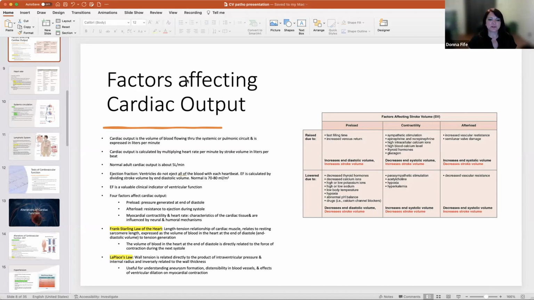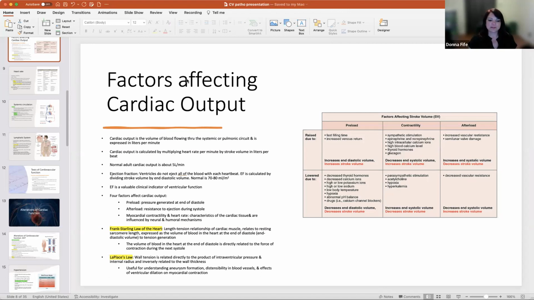The Frank-Starling law of the heart: this is a length-tension relationship of cardiac muscle, relating resting sarcomere length, expressed as the volume of blood in the heart at the end of diastole, or the end diastolic volume, to tension generation. The volume of blood in the heart at the end of diastole is directly related to the force of contraction during the next systole.